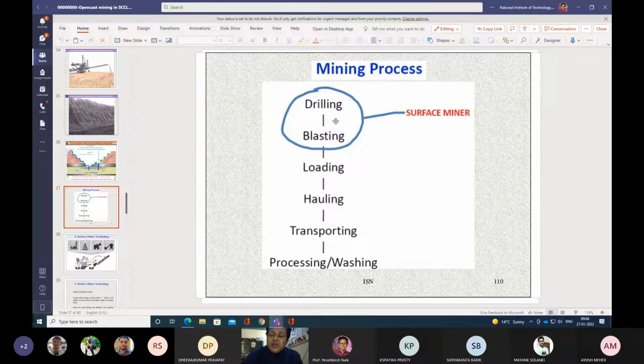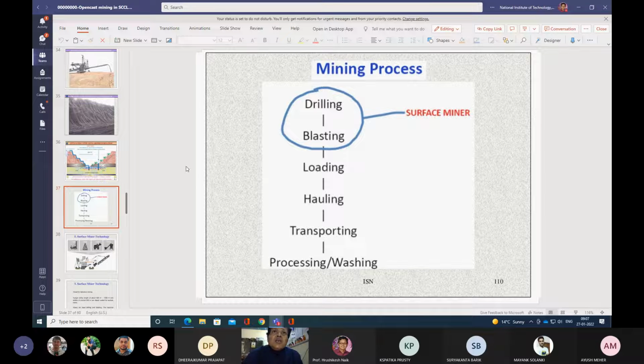It can be only used for soft coal mining, because the surface miner cuts the coal by the help of its tips, cutting tools. So the cuttability index of the material to be cut is to be determined. So if the material is cuttable, then only the surface miner can be used.